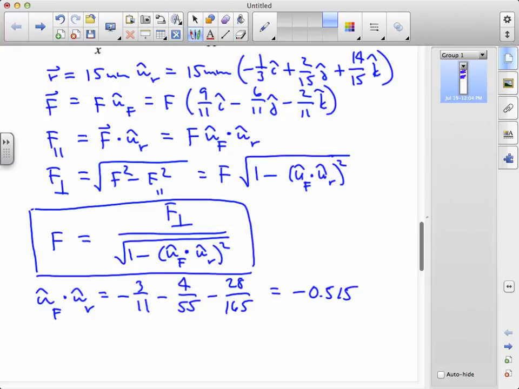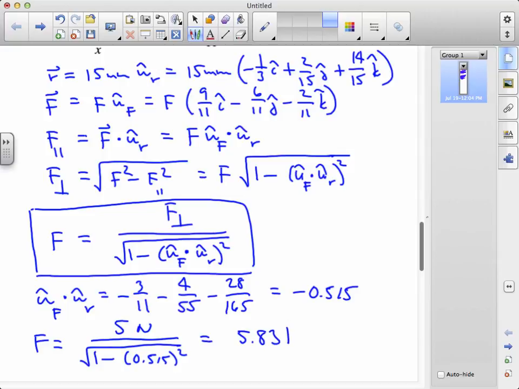So our value for F is our required 5 newton perpendicular force over the square root of 1 minus quantity 0.515 squared, and that gives us a value of 5.834 newtons.